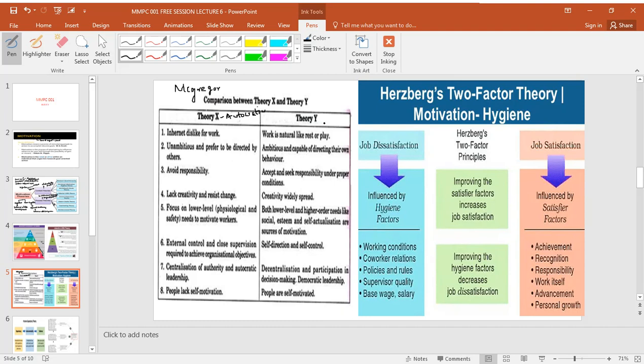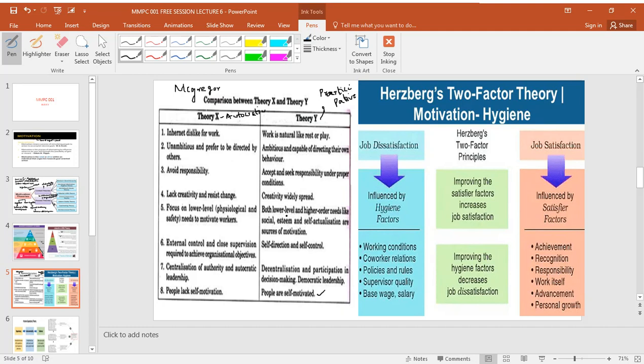Now come the Y type managers. Y type managers follow the participative model. We already discussed autocratic, participative, or democratic styles, so I hope you know it better now. The participative or democratic leaders believe that their subordinates are self-motivated. They have a high level of creativity, so they are ready to take up responsibility. There is self-direction and self-control, decentralization, and participation in decision making. So here the people are self-motivated.